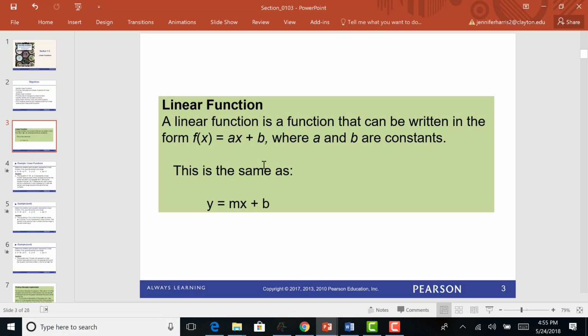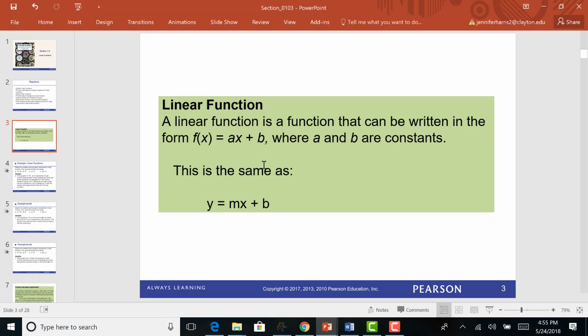So here's one on the board. It might be y equals 3x plus 5. Is it written in that format? Yeah. That's called the slope-intercept form of an equation. Y equals mx plus b is called the slope-intercept form of a linear equation. So whenever you see y equals mx plus b, that's what it's called. That's the actual mathematical name.